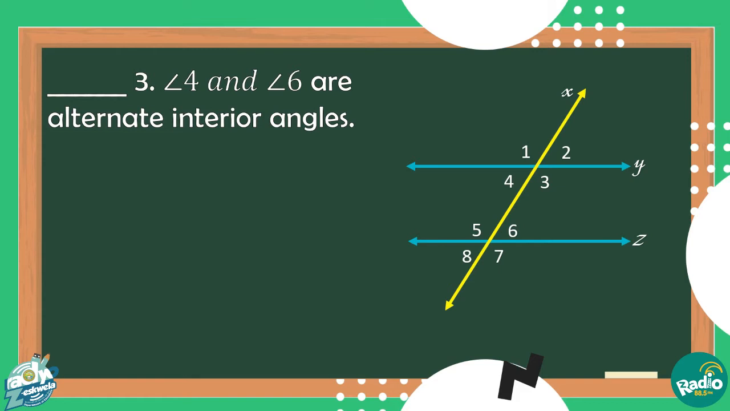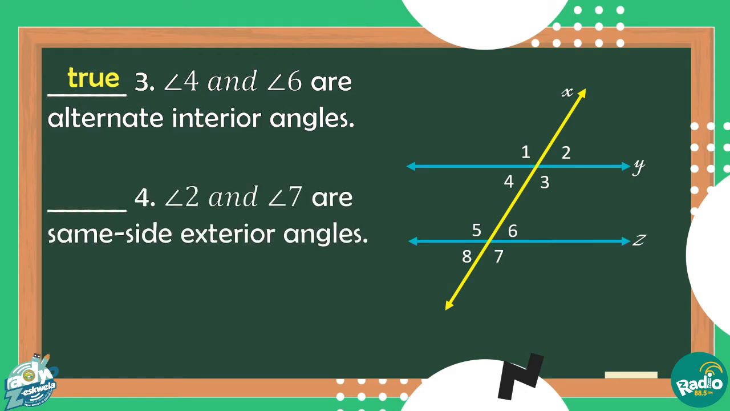Next, number 3. Angle 4 and angle 6 are alternate interior angles. Is it true or false? Great, that's true because angle 4 and angle 6 are both alternate interior angles. Number 4. Angle 2 and angle 7 are same side exterior angles. Is it true or false? Great, that's true. Angle 2 and angle 7 are same side exterior angles.